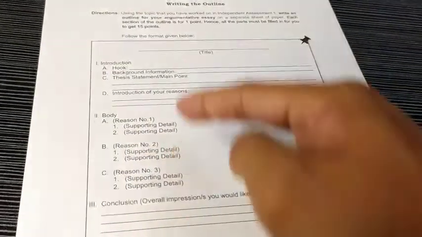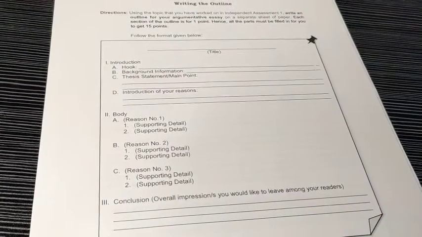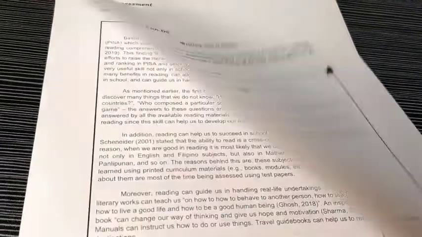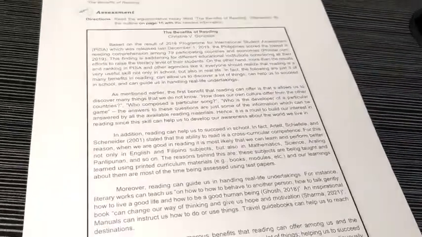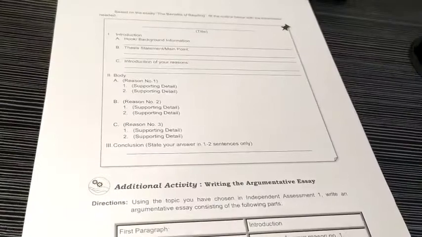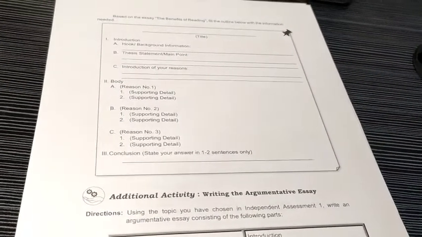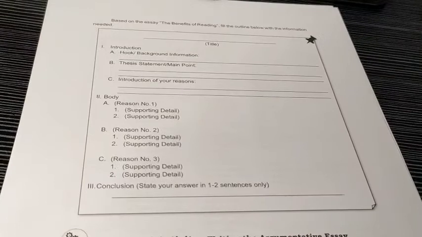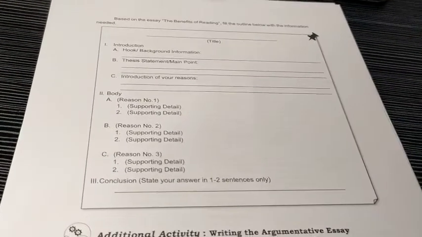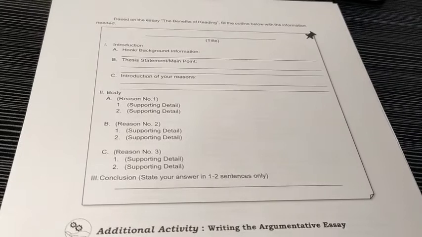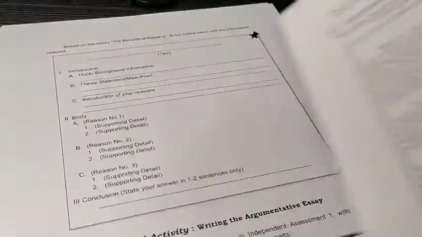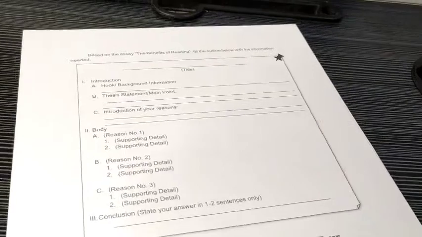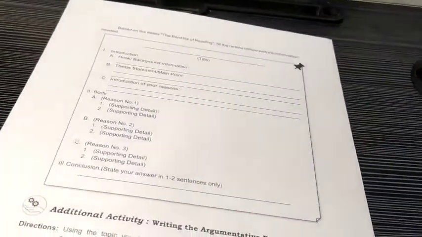You will summarize everything you have cited, you have said. Then the assessment: you will read this, and after reading that, you will complete the outline. All of the answers there can be found on the previous page, which is page 14. So you have to analyze it well for you to know what the parts of an argumentative essay are.